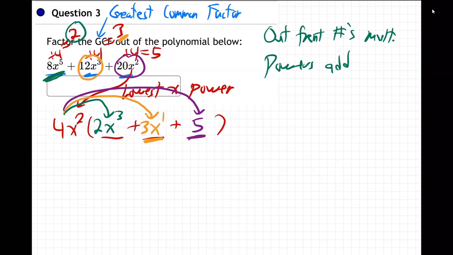And so there's our answer. We got it. You can check by multiplying. If you were to distribute this, it would go back to be the original. We factored it, which means we unmultiplied it. We found out what it was before it was multiplied like that. So there we go.